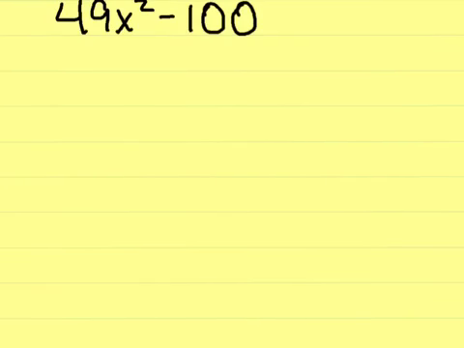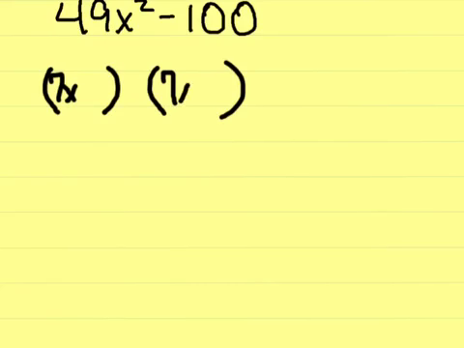Alright, so we have 49x squared minus 100. Again, we're going to have two quantities. What's the square root of 49x squared? 7x. What's the square root of 100? 10. Again, one's plus and one's minus. So if you had 7x minus 10 and 7x plus 10, that's fine too.